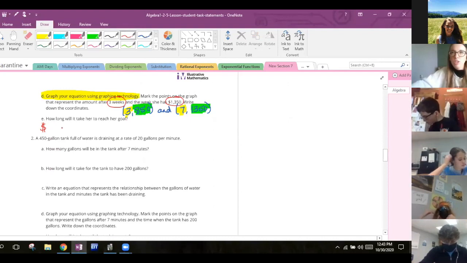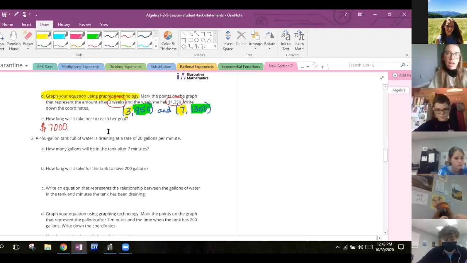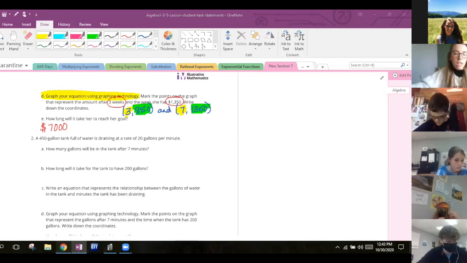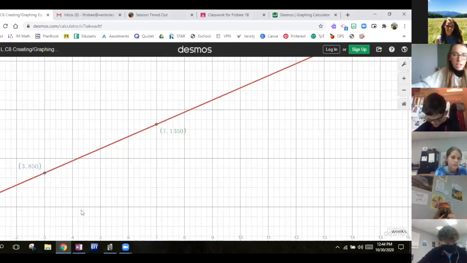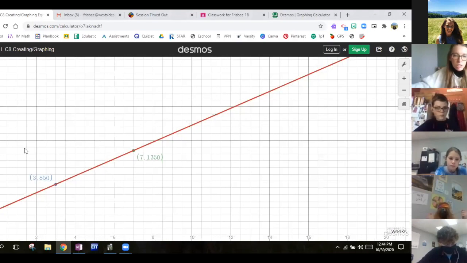What was the goal that she was trying to get to? $7,000. Okay, so we could easily type that into our equation and solve it out. But what this is wanting you to see is that if you have the opportunity to graph it, you can see all of these solutions in the graph.